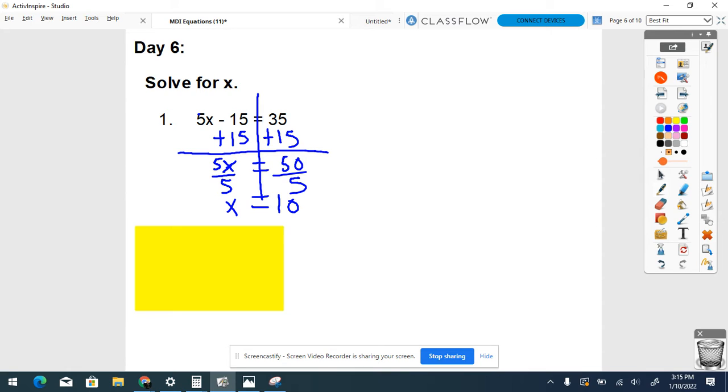Now remember, you can always check your answers too. We can do substitution, which we learned earlier in the year. If x equals 10, I can say, well, 5 times 10 is 50, minus 15 is 35, and that is the correct answer. So make sure you get all that written down. Pause the video if you need to. I'm going to erase it so I can move on to the next one.